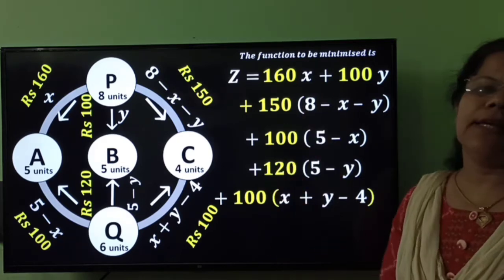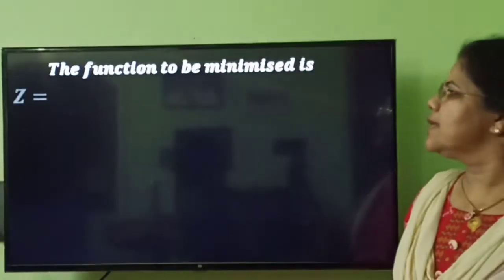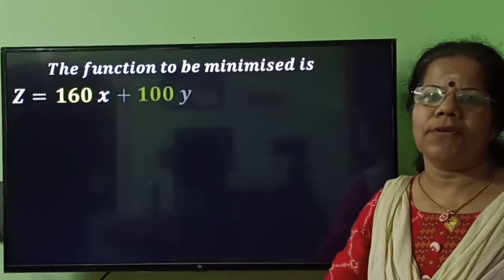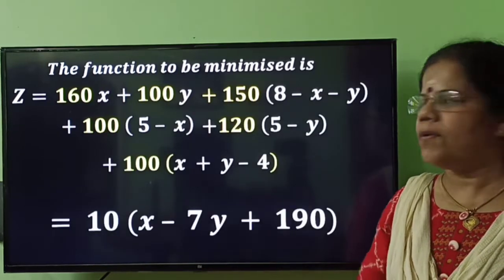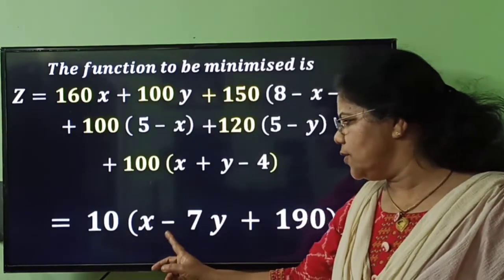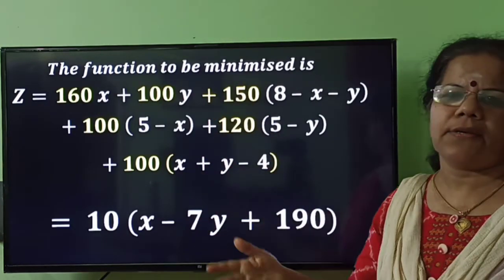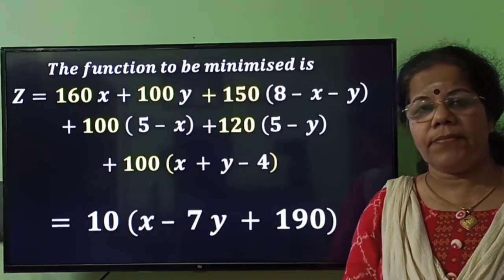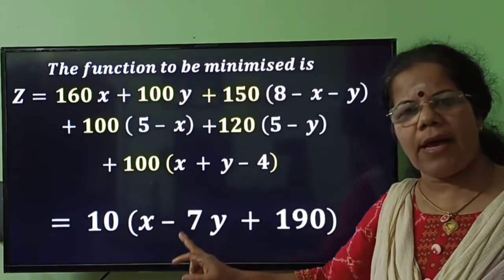Now this simplification gives you the function to be minimized: z equal to 160x plus 100y plus 150 and so on, all these terms are written. The simplified form is 10x minus 7y plus 190. Simplification is easy, you can do it later. Okay, now what is the next step? At each corner point we have to find the value of this objective function. Let us see that.